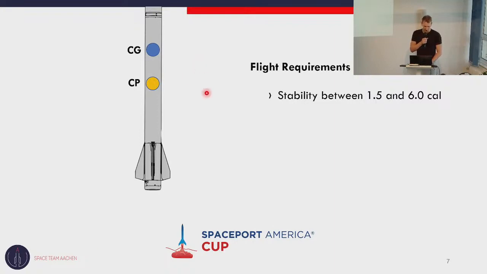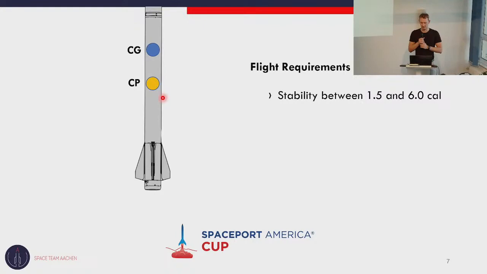So we have the center of gravity, here marked in blue, which is basically the average location of the weight. And we have the center of pressure, marked in yellow, CP, which is the average location of the pressure which is applied.